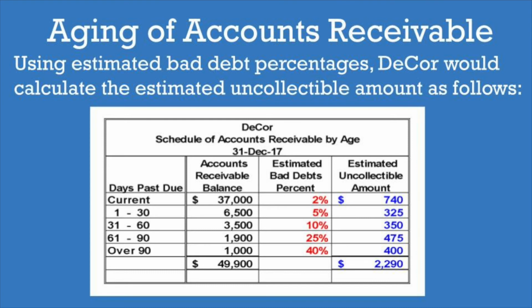If we prorate each of those, in other words, 37,000 times 2%, 6,500 times 5%, 3,500 times 10%, and so on, we can get an estimate for the uncollectible amount. So, doing the calculation on Decor, we estimate that $2,290 will not be collectible. We could do that with every one of our accounts using a simple spreadsheet and come up with an estimate for our total potential, this is not certain, potential money that will never come in. So that will help us allow for doubtful accounts.